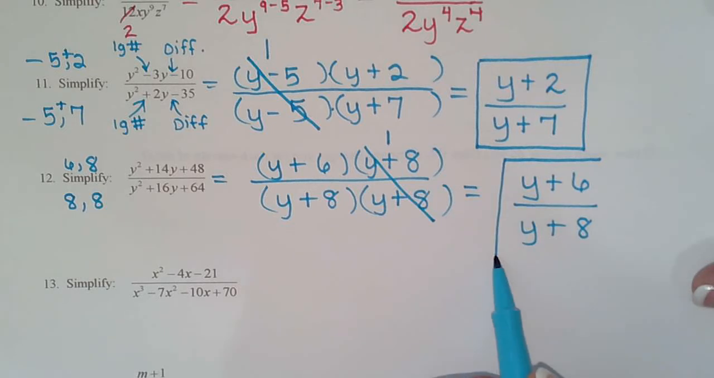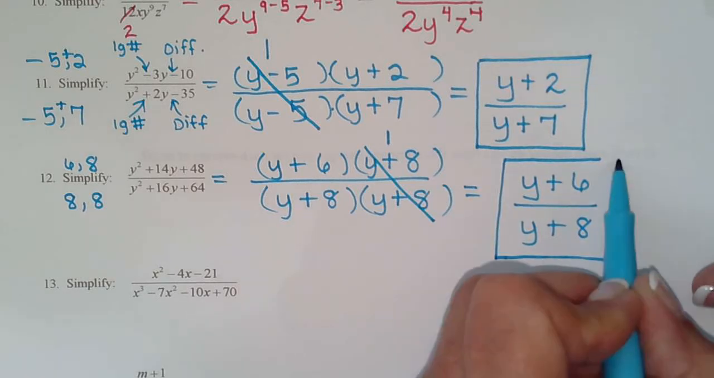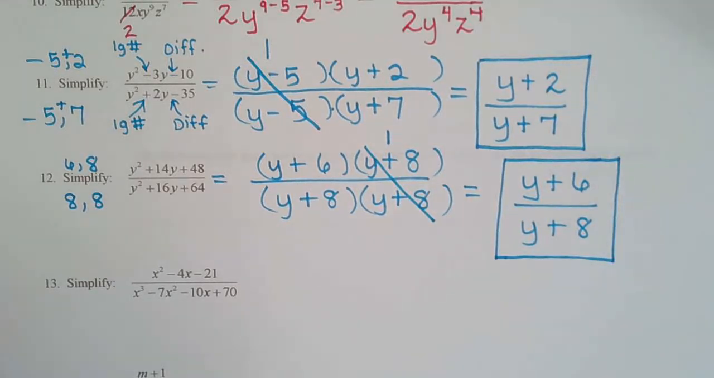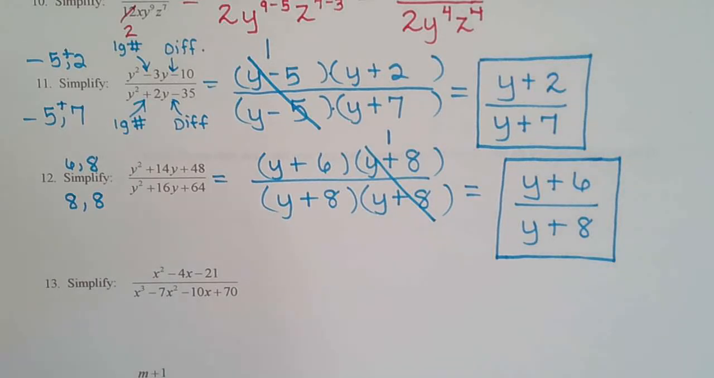Okay, it's your turn. We have 3 different types of factoring coming up. So shut off your video and see if you remember these from chapter 4. We can't forget factoring. So try number 13 and number 14 on your own, and then turn the video back on and we'll check them together.